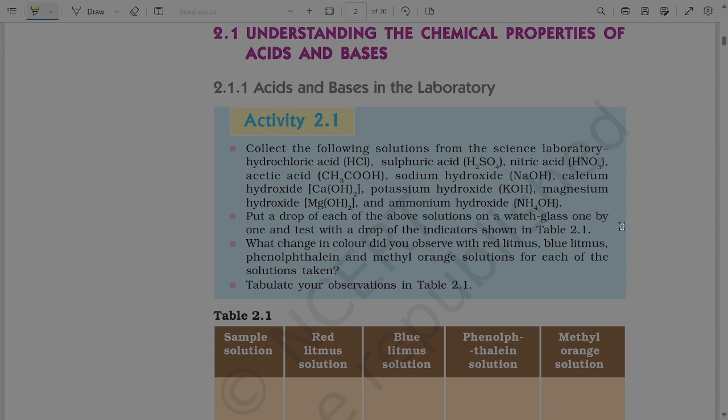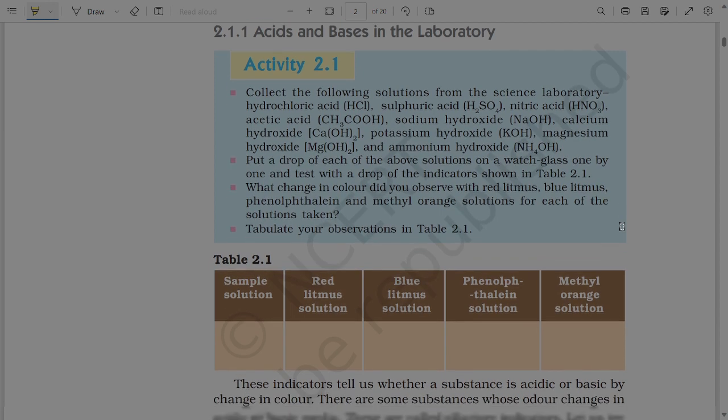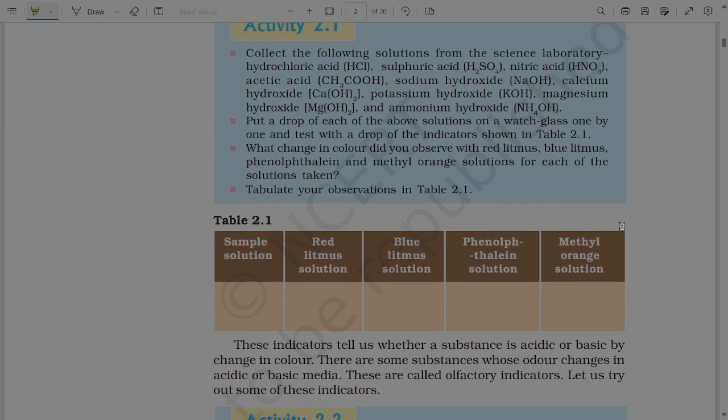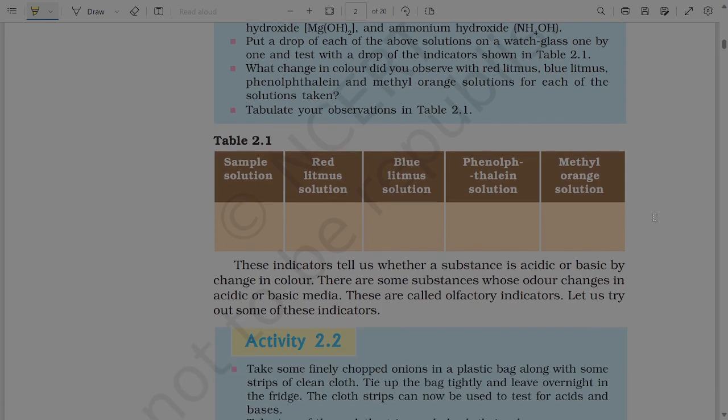Put a drop of each of the above solutions on a watch glass one by one and test with a drop of the indicator shown in Table 2.1. What changes in color did you observe with red litmus, blue litmus, phenolphthalein, and methyl orange solution for each of the solutions taken? Tabulate your observations in Table 2.1. These indicators tell us whether a substance is acidic or basic by change in color.